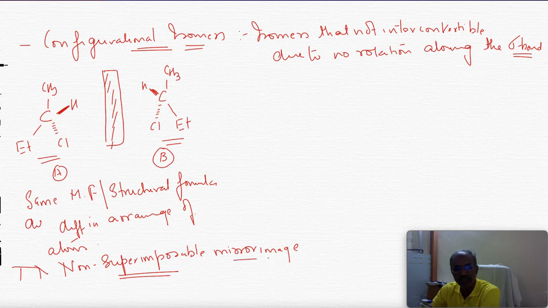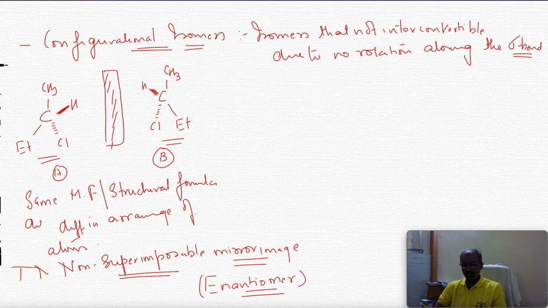The non-superimposable mirror image isomers are known as enantiomers. What do you mean by enantiomers? Enantiomers are non-superimposable mirror images of a particular isomer. So enantiomers are also a part of configurational isomers. It is not rotation along the C-C bond. It is just a simple mirror image. The mirror image gives you non-superimposable forms, therefore these are known as enantiomers.